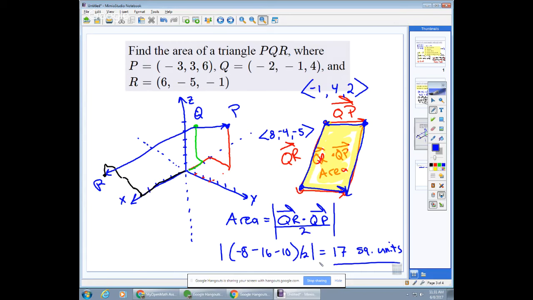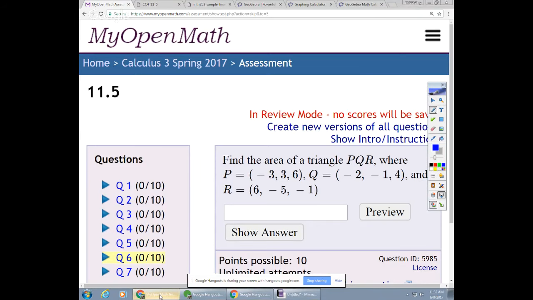So GeoGebra is kind of fun to play with. I highly recommend messing around with it some more. All right, let's try another one. What else do we have for interesting problems?